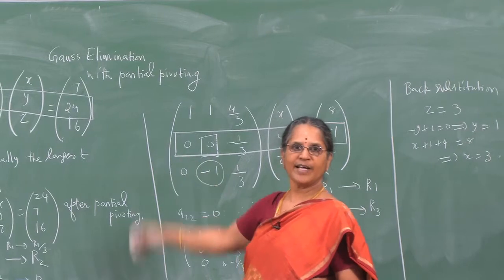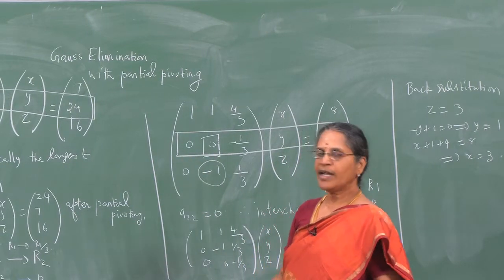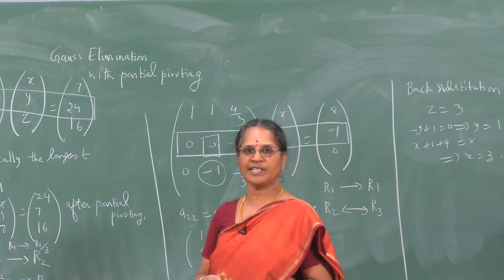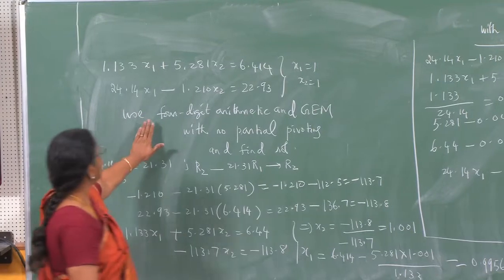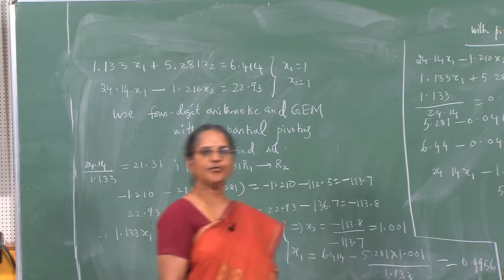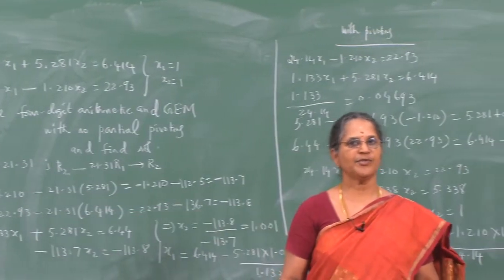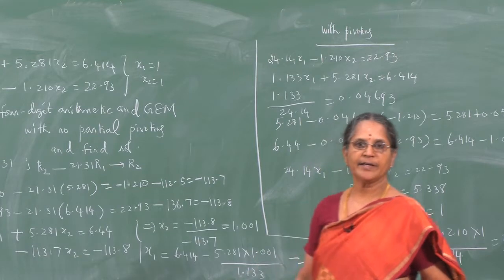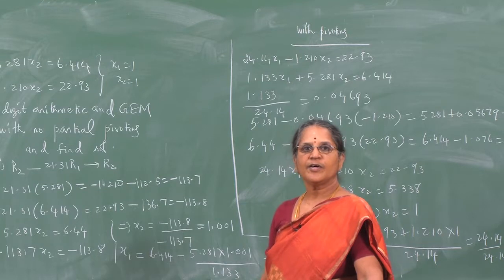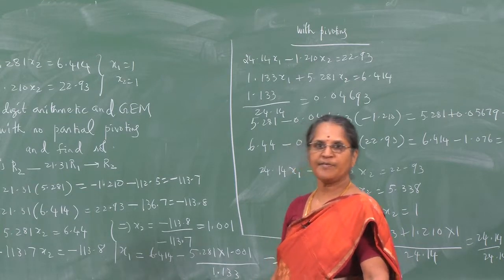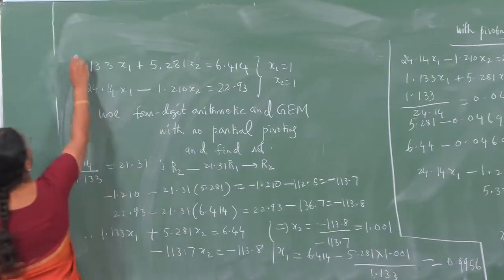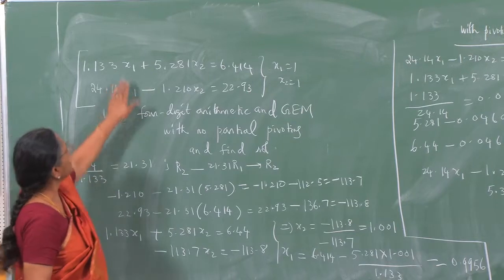Let us take some more examples and see what happens if we apply partial pivoting and if we do not apply partial pivoting. Let us consider this example and see the advantage of using Gauss elimination procedure with pivoting. So, let us first work out the solution for this system without pivoting. We are given the system of equations for the two unknowns x1 and x2.